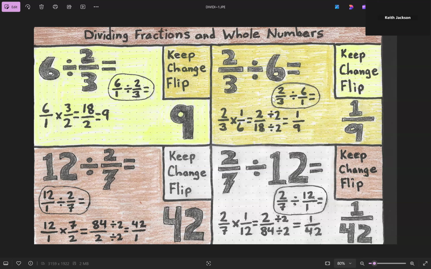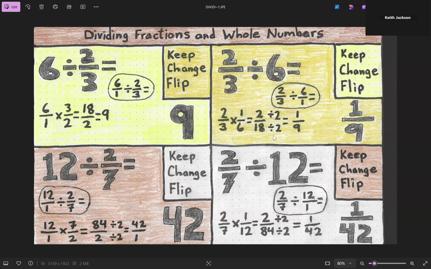And so let us write it like this. 2/3 divided by 6 over 1, we're going to keep, change, flip, or keep, change, reciprocal, right? And so we're going to write it like this. 2/3, we're going to keep that. We're going to change division to multiplication, and then we're going to write the reciprocal of 6 over 1, which is 1 over 6, and let us multiply across. And when we do that, we have 2 times 1 will give us 2, and 3 times 6 will give us 18. And so our answer is 2/18.